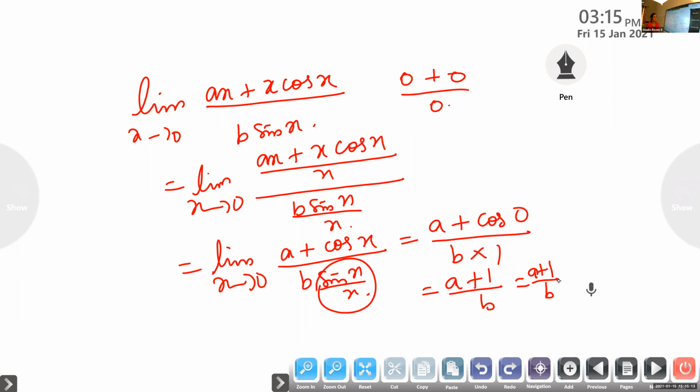Is it clear, children? Aditya, what are we doing here? Divide the numerator and denominator by x. So here it is ax by x, and x will get cancelled. If you want, you can write one more step: ax by x plus x cos x by x, over b sin x by x. So x will get cancelled, giving a plus cos x by b sin x by x. When x tends to 0, sin theta by theta is 1. So a plus cos 0 by b, that is a plus 1 by b, which is the required answer.